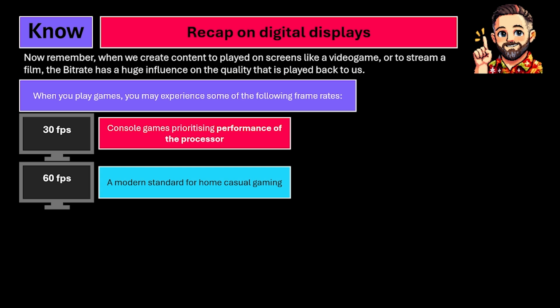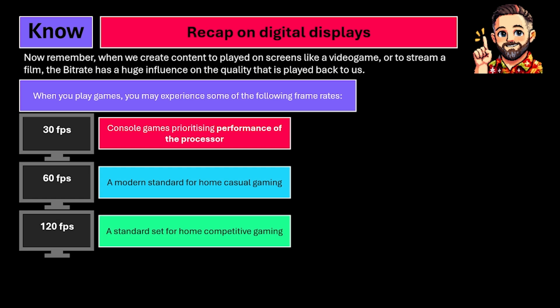But what happens once we start getting more competitive and getting more immersed in that style of gaming? A standard set for home competitive gaming that's considered good is 120 frames per second. That means the processor in the computer has to calculate 120 frames every second to give us the illusion of that movement happening within that game.